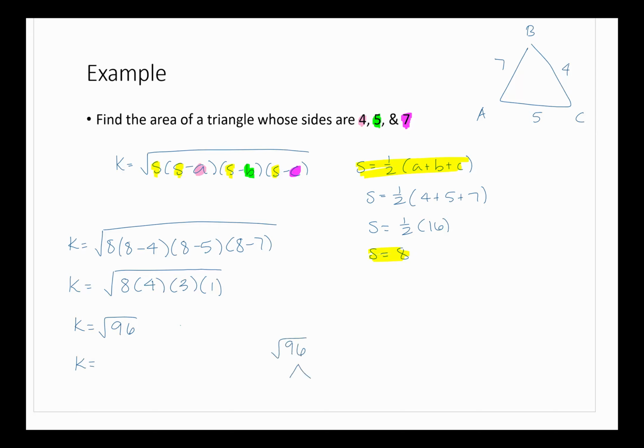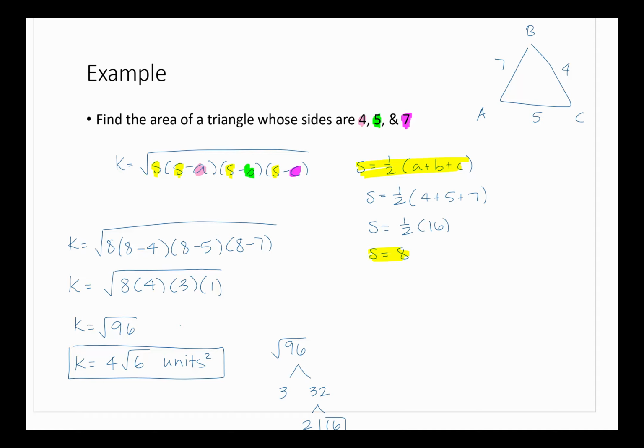Remember how to break down a square root. You break it down and look at what we get here. We have 3 times 32, and this would be 2 times 16. This is a perfect square, so I can pull it out. What's left is the multiplication of those two things, which would be 6. And that would be units squared.